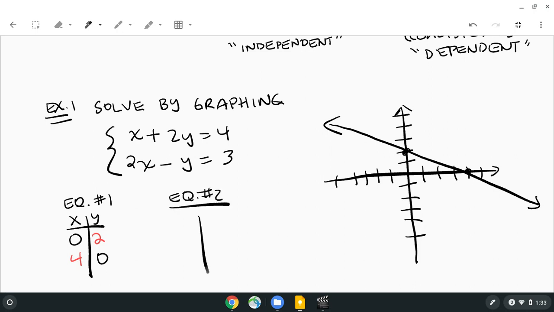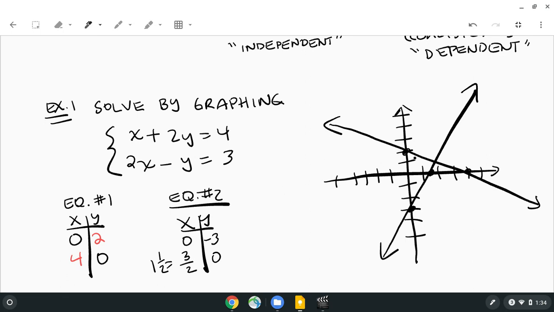Again, I would not normally do a table of values. I would just do it in my head. X is 0, y is negative 3. Y is 0, x is 3/2, which is the same as 1.5. Okay, so 0, negative 3 is down here. 1.5, 0 is right there. And so when I graph this line, I get that.